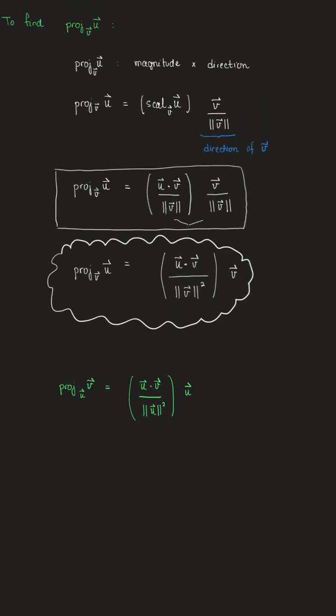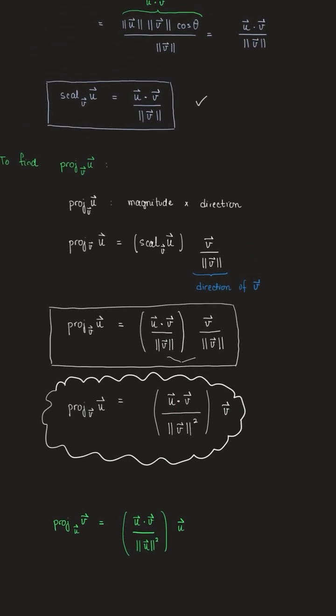So we've got an expression now for the scalar projection, which is a scalar, the magnitude of the vector that we project onto another vector, and an expression for the vector projection. In the next video, we're going to do an example.